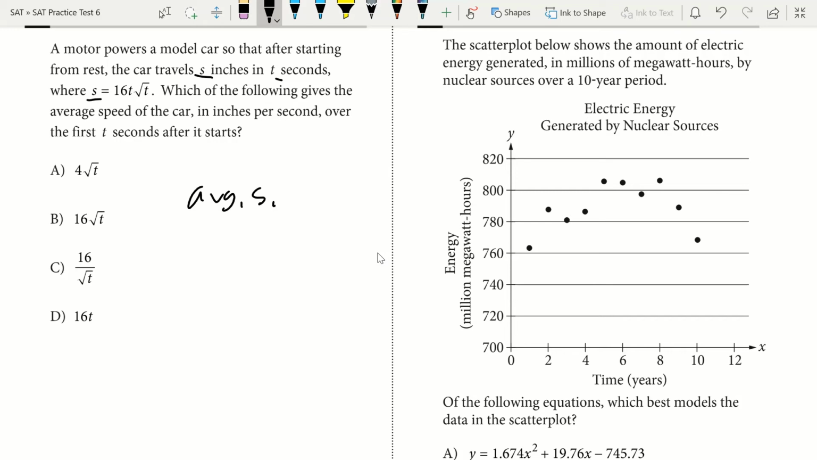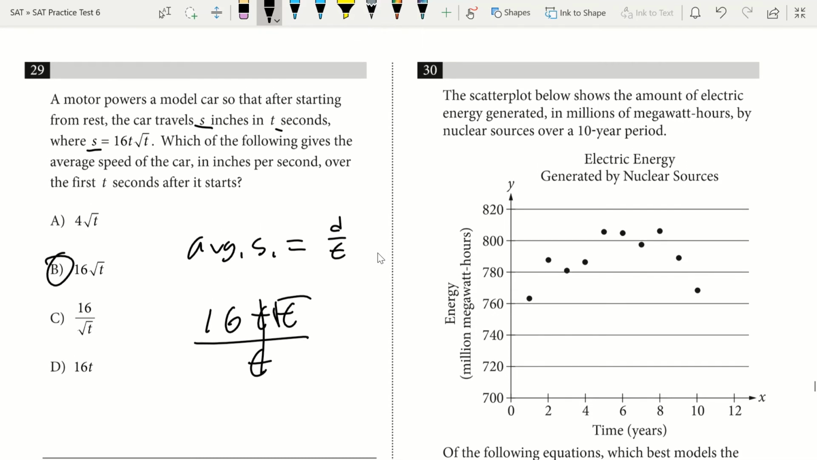Our average speed, I'm just going to call it s, is equal to our distance over time. We know our distance is s equals 16t times root t. We divide that by time. Our t's will cancel, and we know that our average speed then is going to equal 16 root t, which is B. All right, now we got question 30.